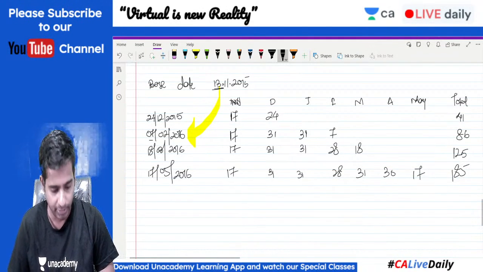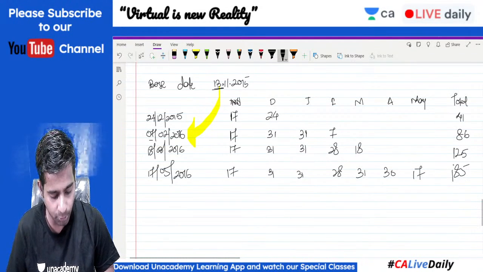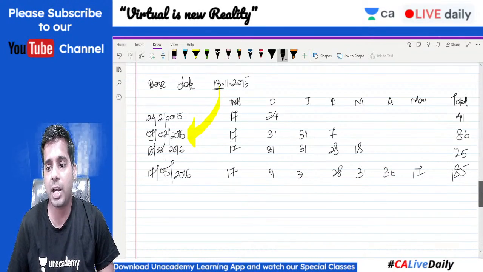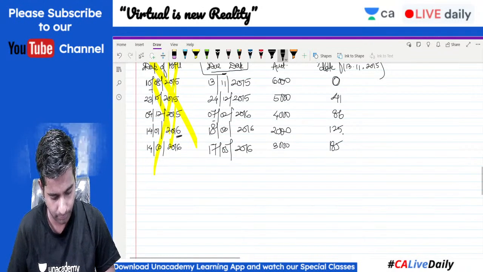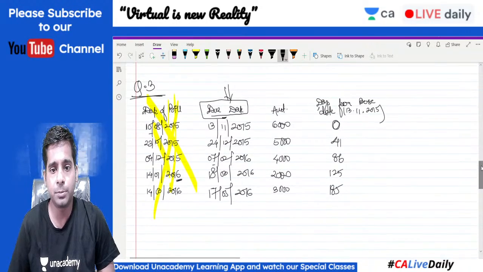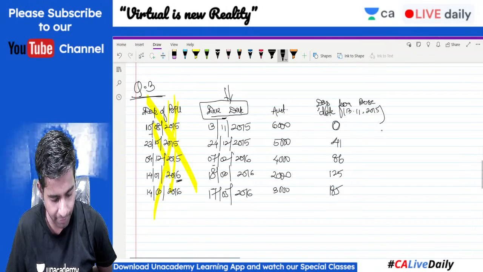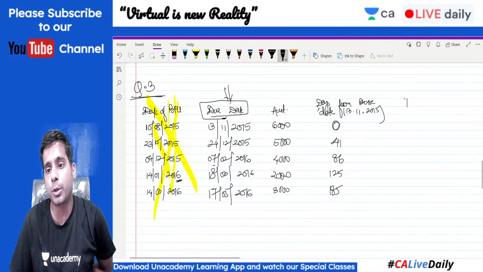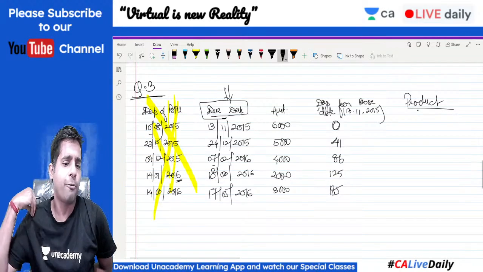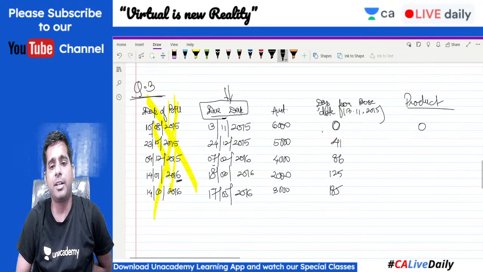How 155, Tanu? Check once again. Yes, 185. Perfect. Now we have to do the product. It is a very simple step. It will hardly take 5 to 7 minutes to solve this type of question. We are explaining and solving, this is why we are taking more time.